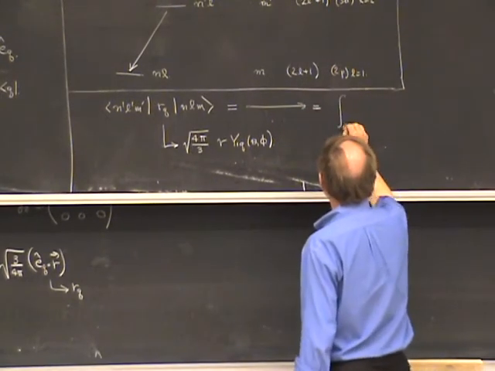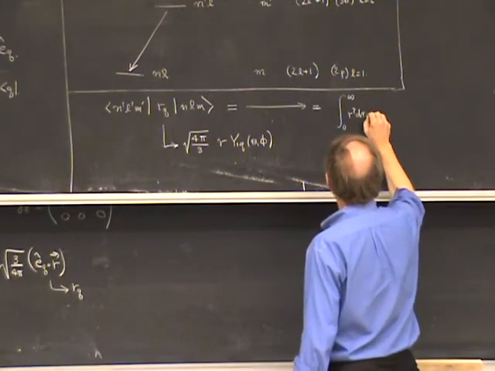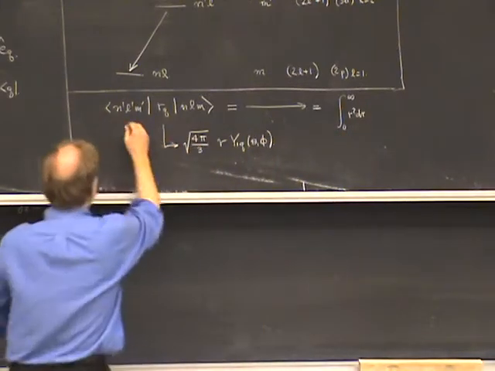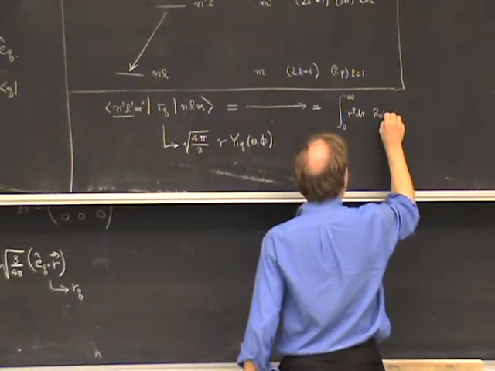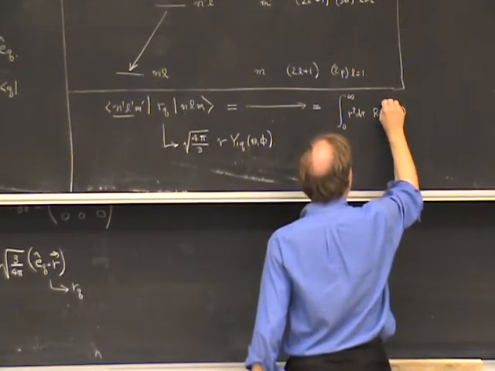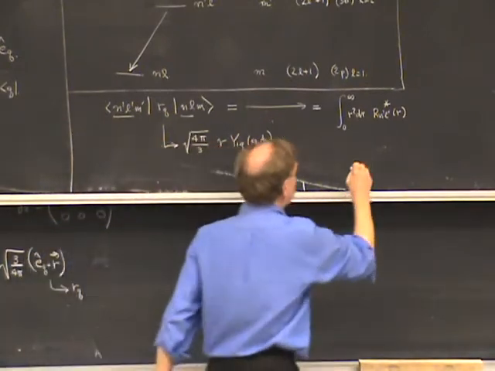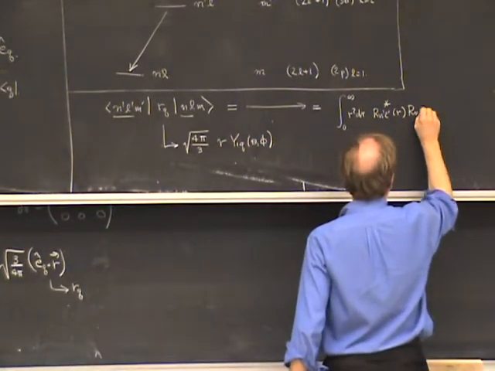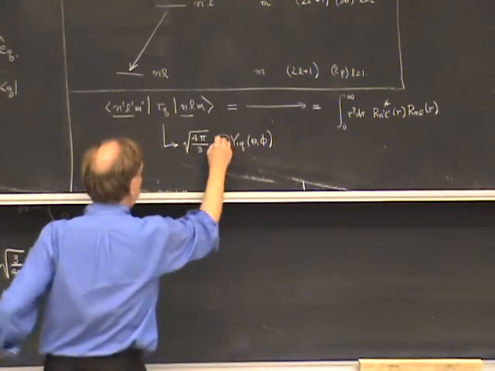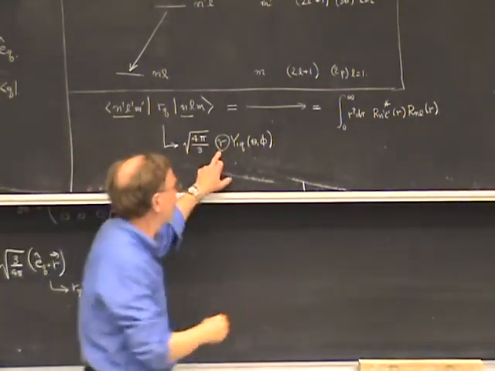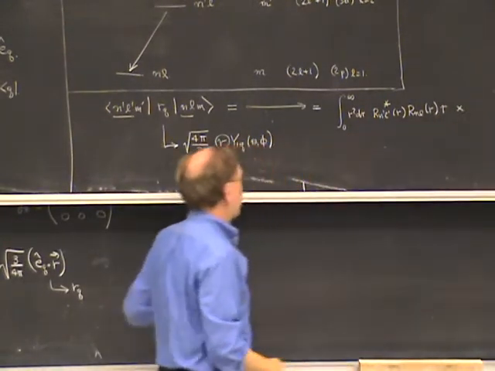There's first of all a radial part of the integral, 0 to infinity of r squared dr. Then there's the radial part of the eigenfunction on the left, that's R n prime l prime of the radius r complex conjugated. There's the radial part of the eigenfunction on the right, which is R n l of r. Then there's the radial part of the operator in the middle, which is just a factor of r. That's the radial part of the integral.